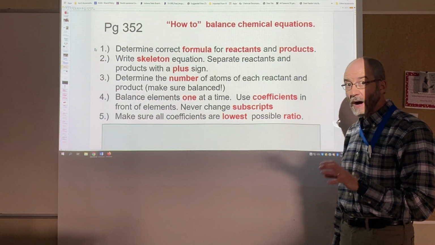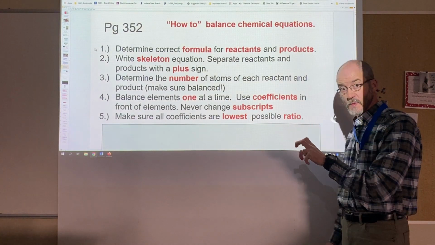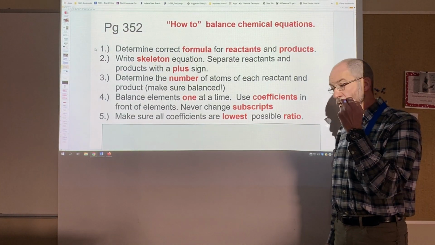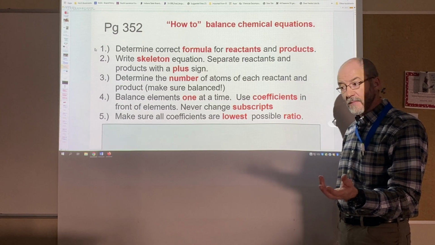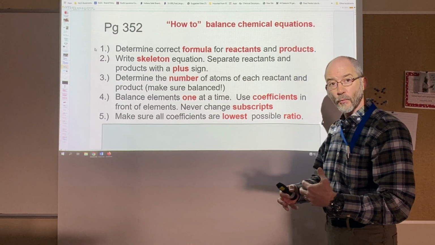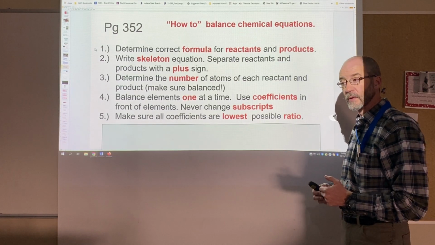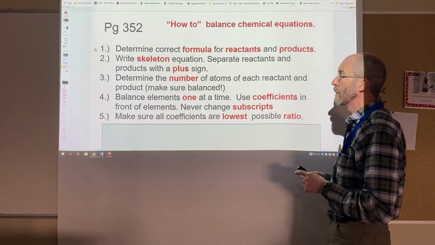Now, I'm going to read 5 rules to you. You're going to have these in your notes. You're going to look at them. You're not going to grasp every single one of them right off the bat. You're really not going to start grasping them until you start practicing, and I will give you some practice on balancing chemical equations. You know that I will, and we'll go over them together, but here we go.